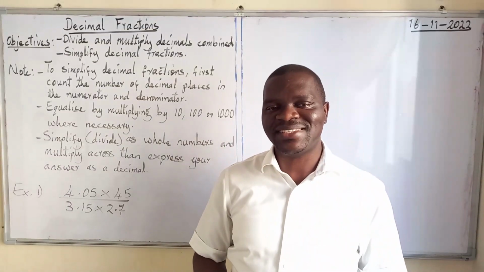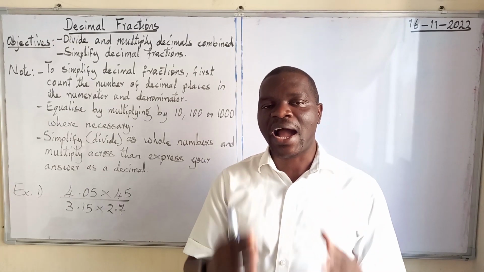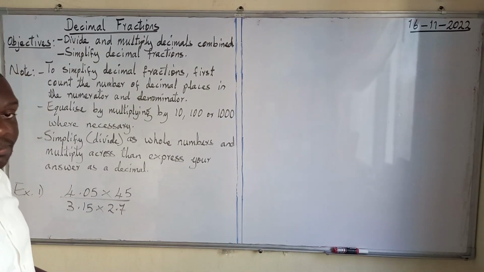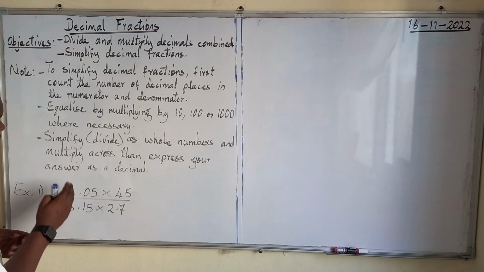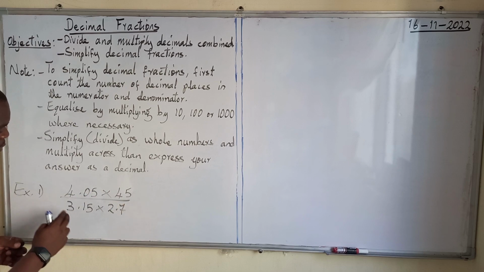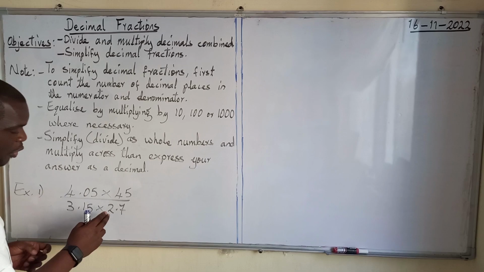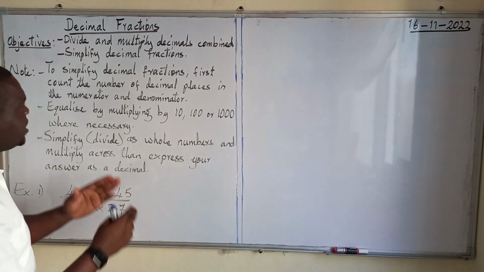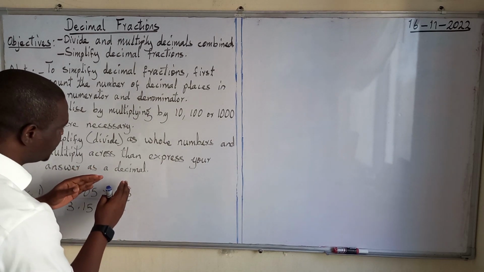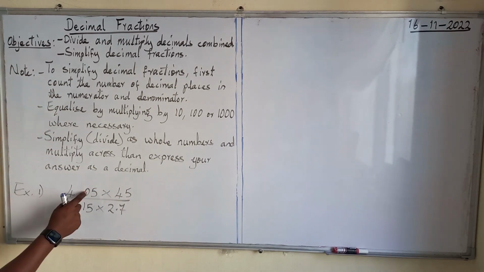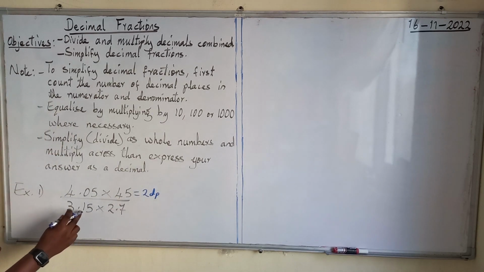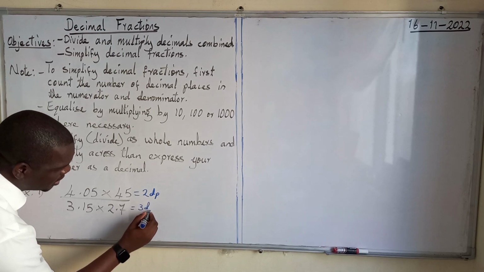We go into practice so that you can understand better how to manipulate these numbers. Here is our first example, which says 4.05 times 45 all over 3.15 times 2.7. So the first step is to identify or count the number of decimal places in the numerator and in the denominator. 1, 2. So there are 2 decimal places, and below we have 1, 2, 3 decimal places.